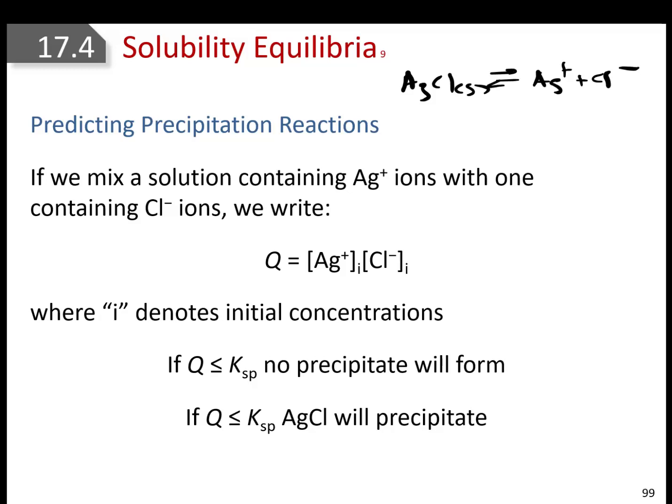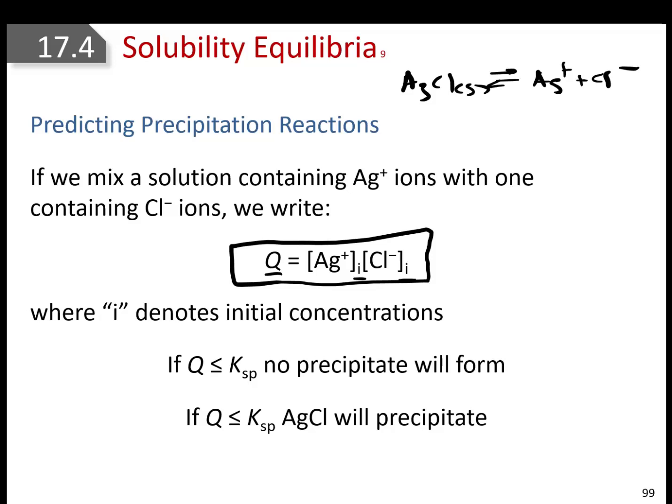So here's the equilibrium expression, or let's call it the reaction quotient expression. What this means is that these are initial concentrations. These are not equilibrium concentrations, and that's why we don't have a K here. We have a Q.